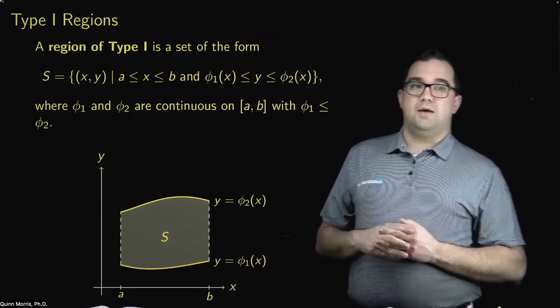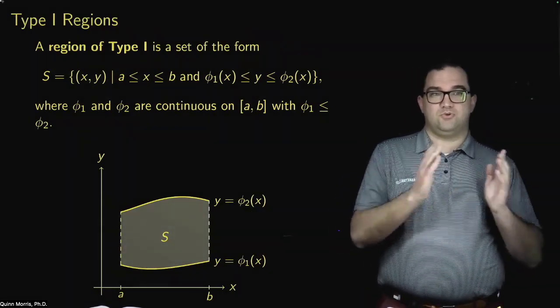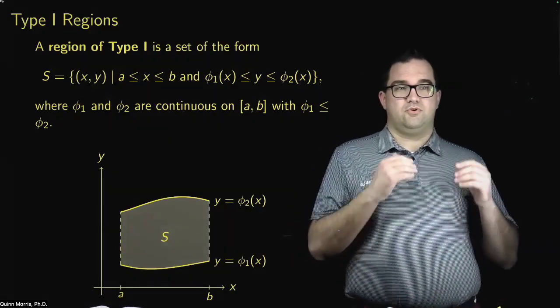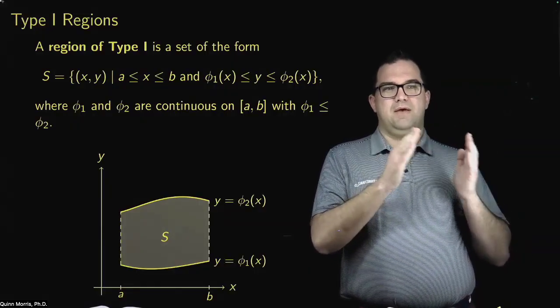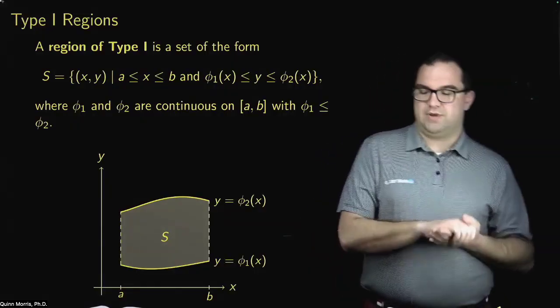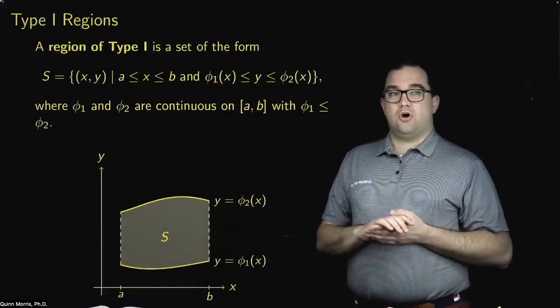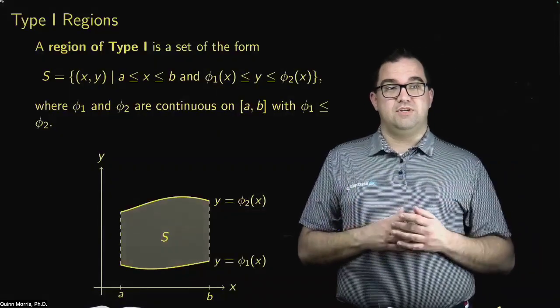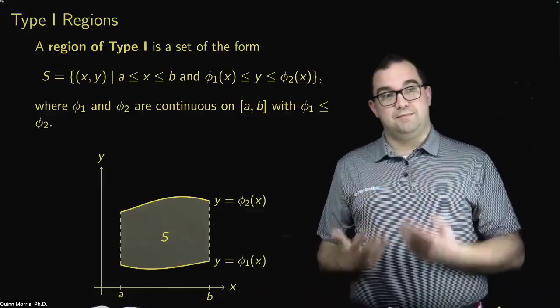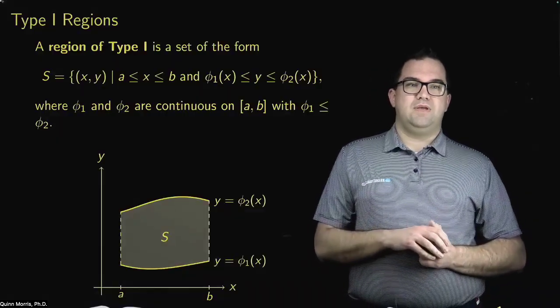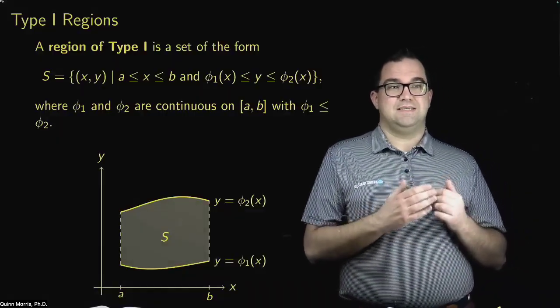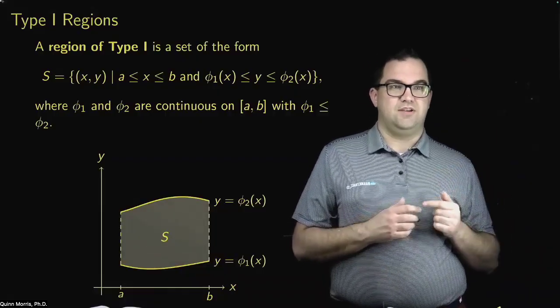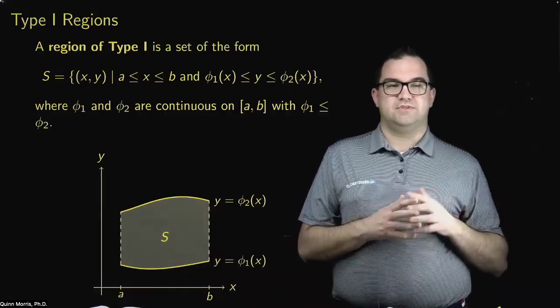Now, we actually want to further specify the different types of regions we might work with. We're going to start by looking at some special cases, and then we'll see that we can build other things out of these special cases. So we want to start by defining two different types of regions in the plane. We'll call them type 1 and type 2 regions. And again, these are special cases where the boundary is the graph of some continuous function.